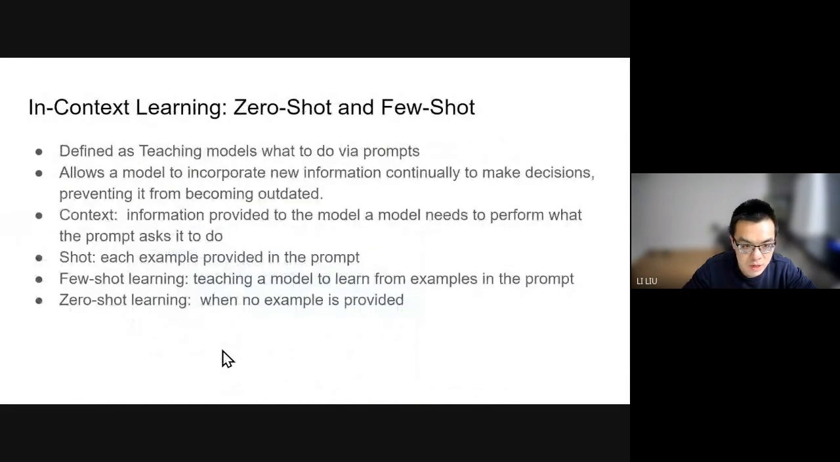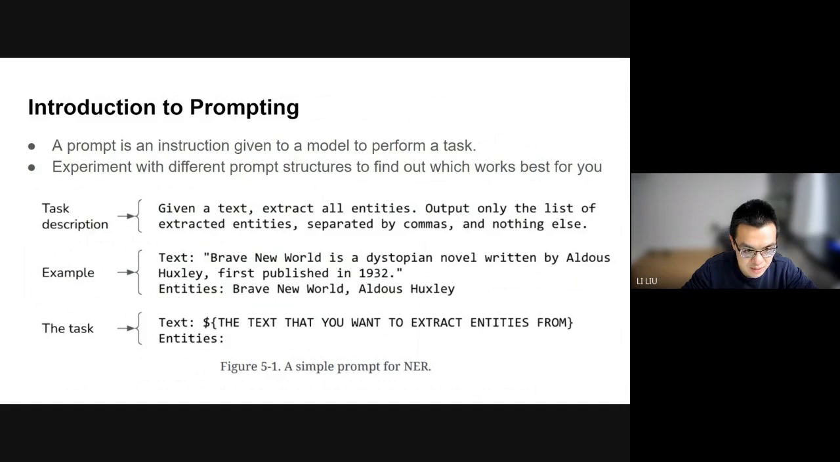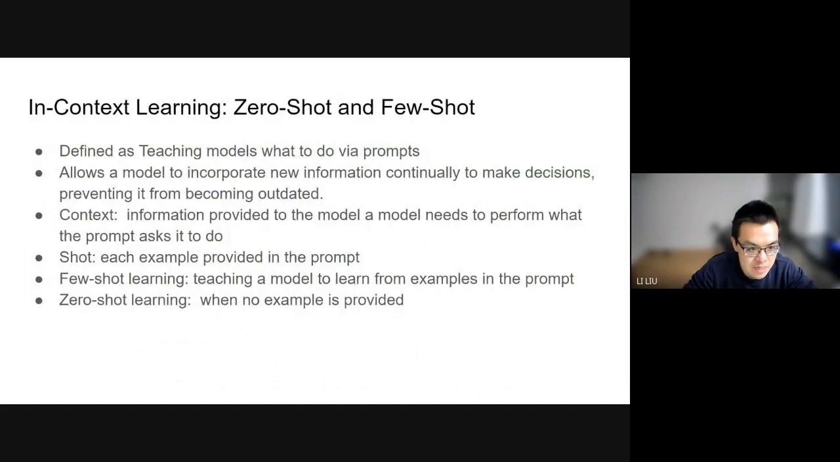Next, we're going to talk about some common practices in prompting. The first one is in-context learning, and there are two commonly used approaches. One is zero-shot, another is few-shot. In-context learning is about teaching models what to do through the prompts.